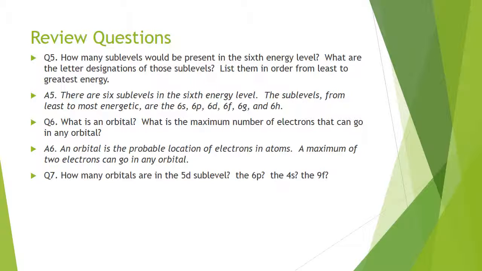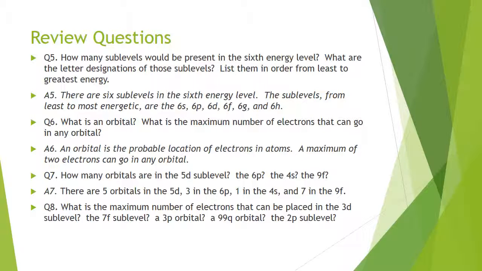How many orbitals are in the 5d sublevel? The 6p, the 4s, the 9f. So recall that there are 5 orbitals in any d sublevel, whether it's 5d, 3d, makes no difference. There would be 3 in the 6p, 1 in the 4s, and 7 in the 9f. Recall drawing the boxes can help you visualize the number of orbitals for each sublevel.